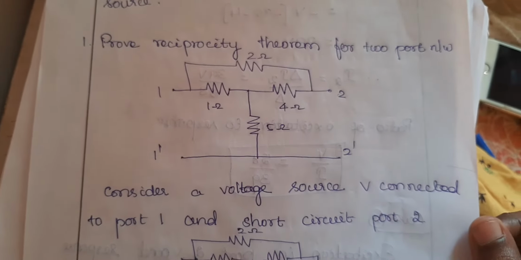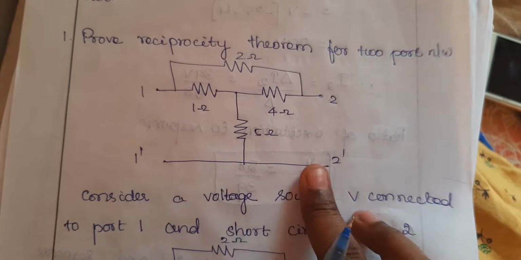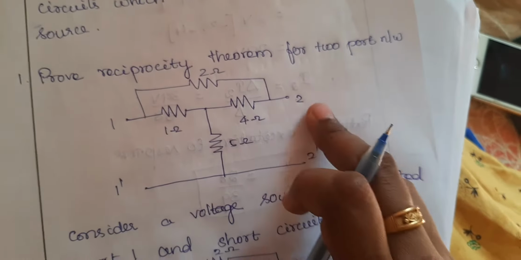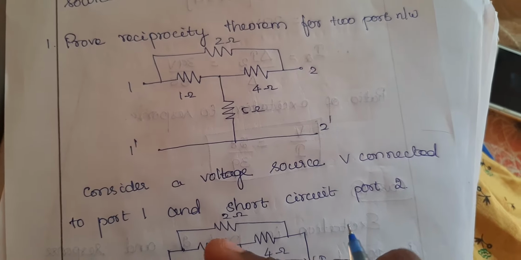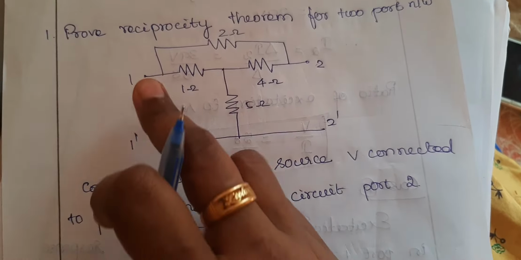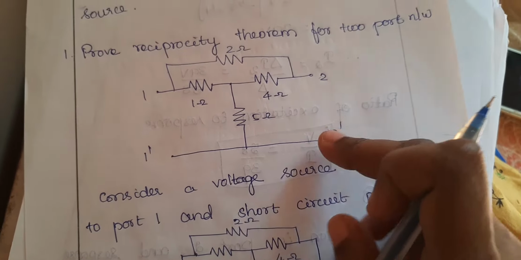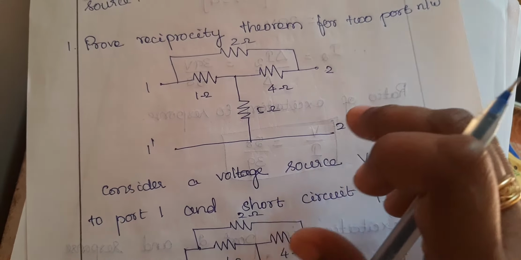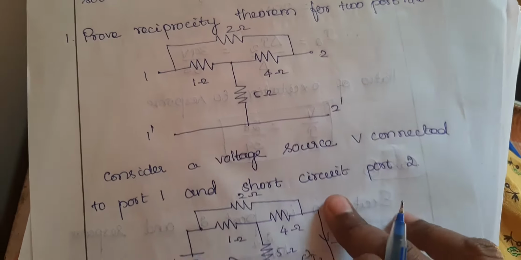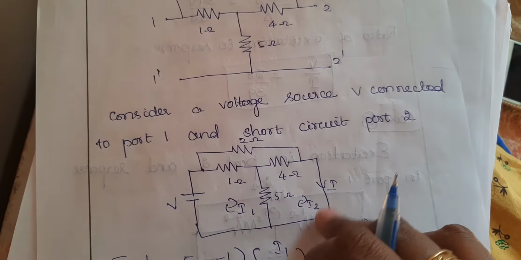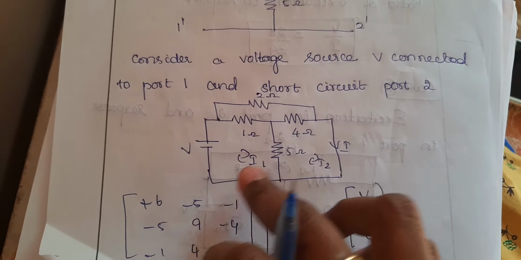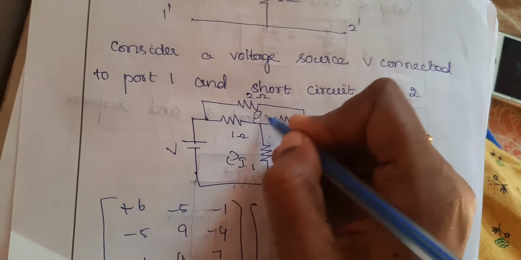Prove reciprocity theorem for two-port network. So it is a two-port network. It is port 1 and port 2. Okay, here there is no voltage source or current source. So now we are assuming the voltage is connected to port 1 and current is connected to port 2. Okay, so we are short circuiting the port, voltage is connected to port 1 and short circuiting port 2. Here current is connected. Okay, so now it is first loop and it is second loop and it is third loop. Okay, this is third loop.